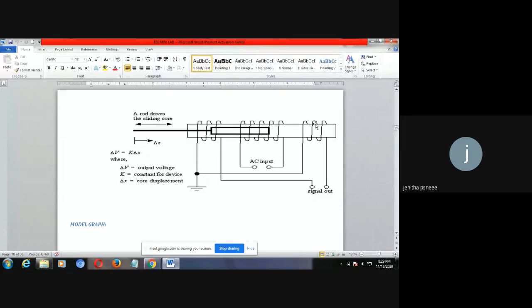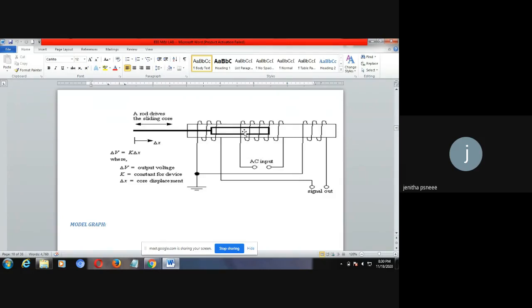So like this, you have to make the connection. Then what is the working of this LVDT? Here, see, there is a mobile arm, that is the mobile rod. This rod will make the displacement. By this displacement, we will be finding the output voltage. The output voltage will be measured based on the displacement of the rod. This rod will be initially placed in the center. Next, we can move this arm to the left side or right side. By moving this arm, we can make some displacement, and using this displacement, we will be finding the output result.